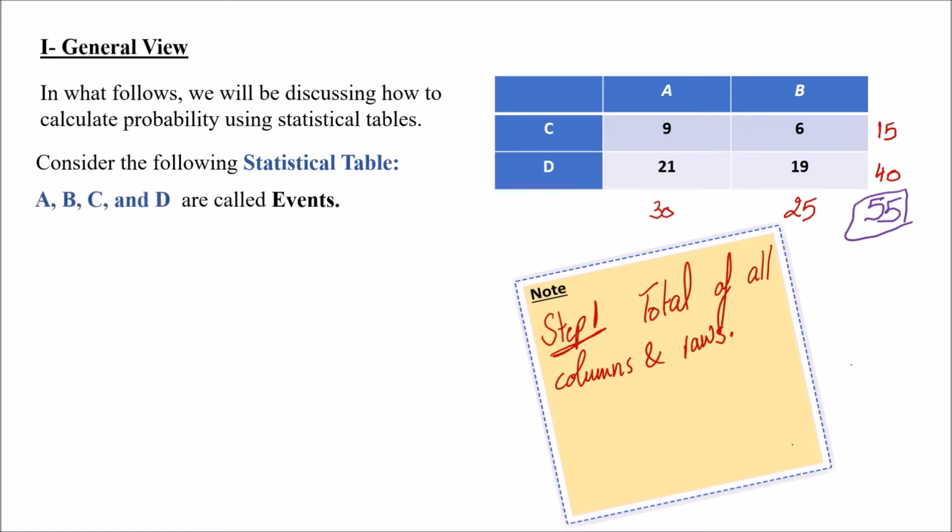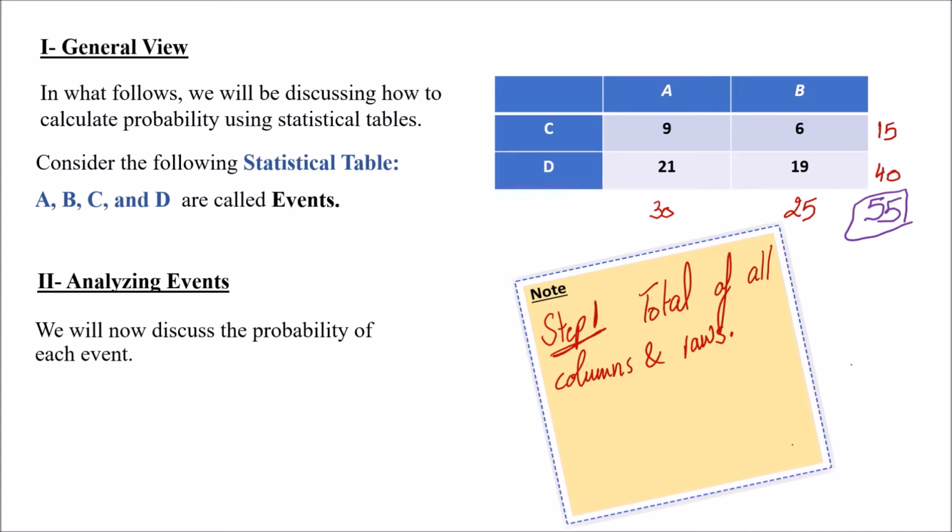Now, you should know that each of the rows and columns, here we have this column which is titled by A. This represents an event A. Similarly for B, and similarly to the rows C and D, as you can see here. How to analyze events. We will now discuss the probability of each event.